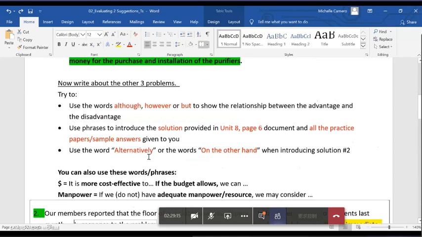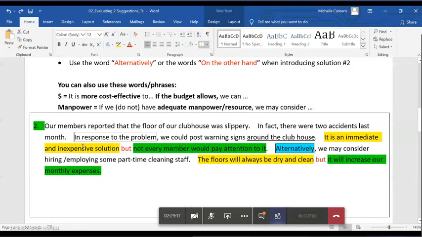So we're going to go down here. Okay, it says our members reported that the floor of our clubhouse was slippery. That's the problem. In fact, there were 2 accidents last month. That's more information. In response to the problem, we could post warning signs around the clubhouse. All right, so this is the solution, and you're adding around the clubhouse is just a little bit of extra detail about the solution. And then it says it is an immediate and inexpensive solution. That's the advantage, but not every member would pay attention to it. That's the disadvantage.